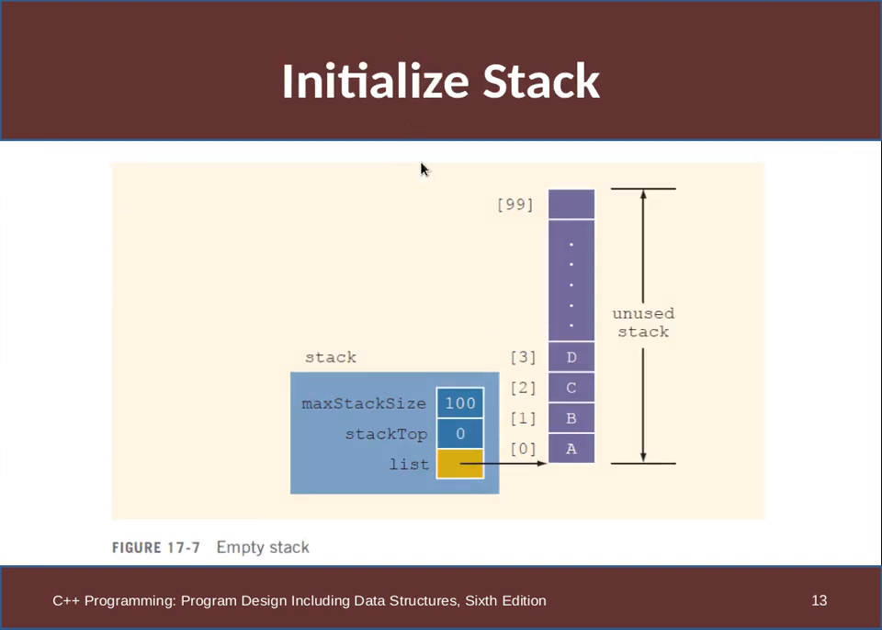So in this slide, they have reinitialized the stack. Notice that the stack still has A, B, C, D. But if I were to push E, where would it go? 0, and it would overwrite the A. And then stack top would become 1. Because stack top is currently 0. This is just what was in there already. We reinitialized the stack. So the list would point to the bottom, put an E right here, and then stack top would be number 1.